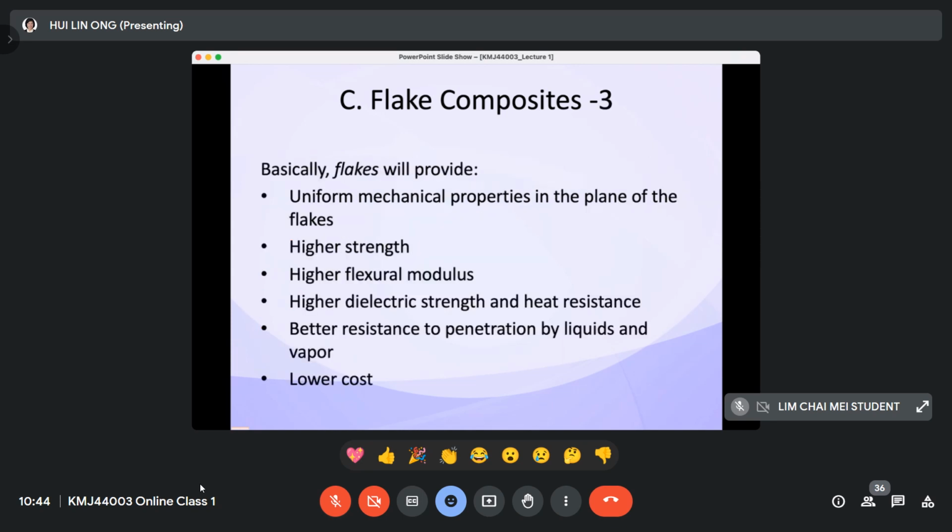Okay. Then this one is flake. What are the benefits? What are the good properties of having this filler or reinforcement in the flake structure? Okay, higher strength, and so on. So it also depends on the material itself. Not all types of flakes are like this. This is just general. It depends on the source. Maybe it is aluminium flake, right? Or maybe it's oxide flake. Then it's a huge difference among them.